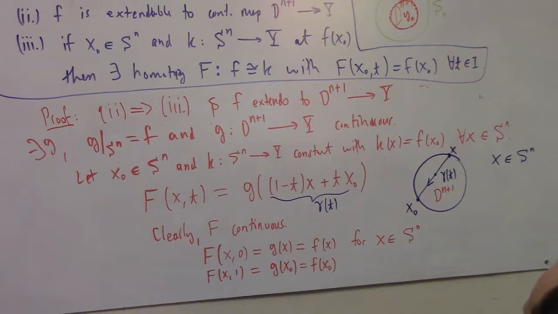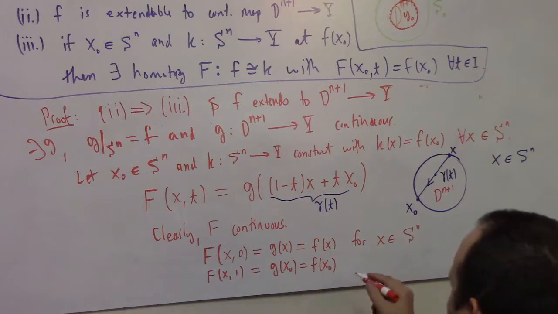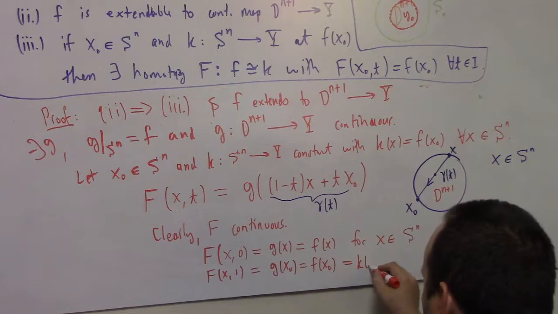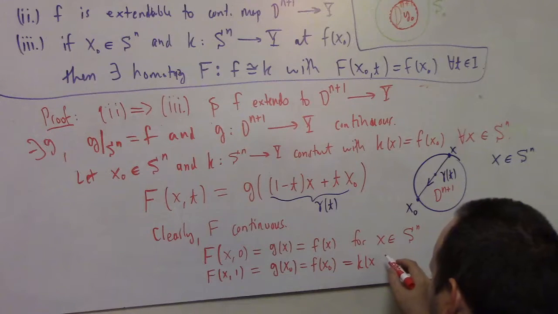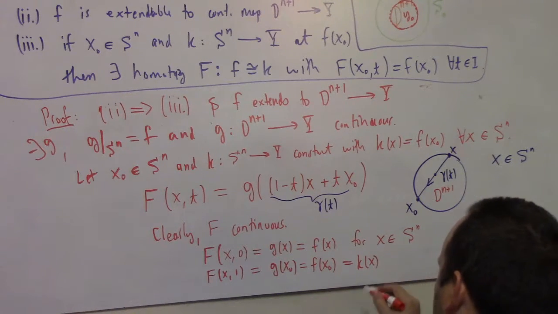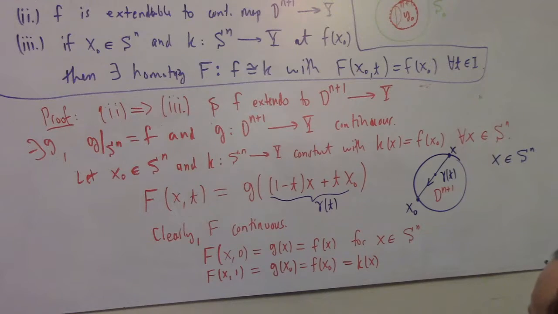Where did we use k? Well, k is what maps to f of x naught, so f of x naught is k of x for all x. So I guess we should put that. So this is equal to k of x. So that shows that F is a homotopy of f and k.